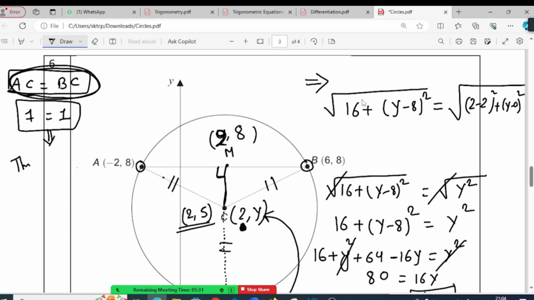So your mathematics is telling you 1 is equals to 1. It means this statement is true. This statement is true for all values of y. See, you are not getting any particular y.